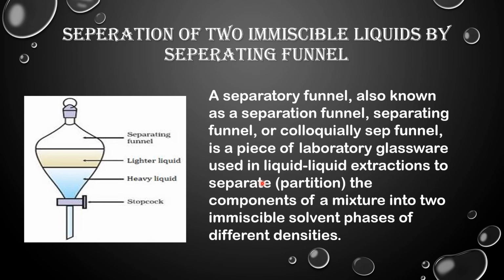For example, a mixture of carbon tetrachloride, that is CCl4, which is heavier, and water, H2O, which is lighter, can be separated by a separating funnel. Now see the diagram. This is the diagram of a separating funnel. Lighter liquid here, which one? Just now I have said, water is there, and the heavy liquid, that means CCl4, is there. This is the stopcock and there is another stopcock.